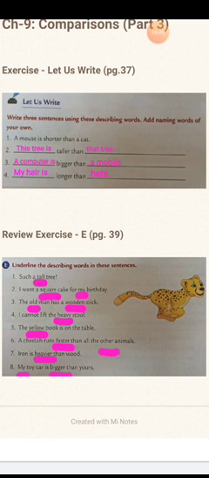Number 4, I cannot lift the heavy stool. Here, where are the naming words? Stool is the naming word. How is this stool? Heavy. It is describing this stool as very heavy. So heavy is the describing word. So underline that.